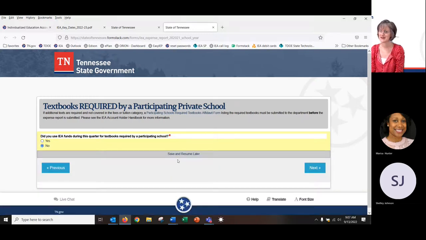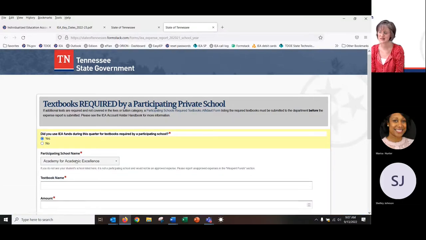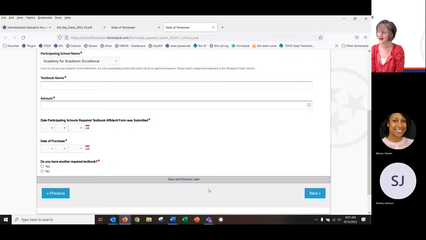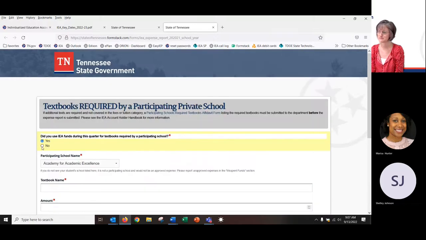I'm going to assume that we've covered everything that we need to cover there. Again, I'm just closing these out by saying, no, I did not have one of those expenses. But if you had an expense, you would go ahead and fill it all out and then say next.